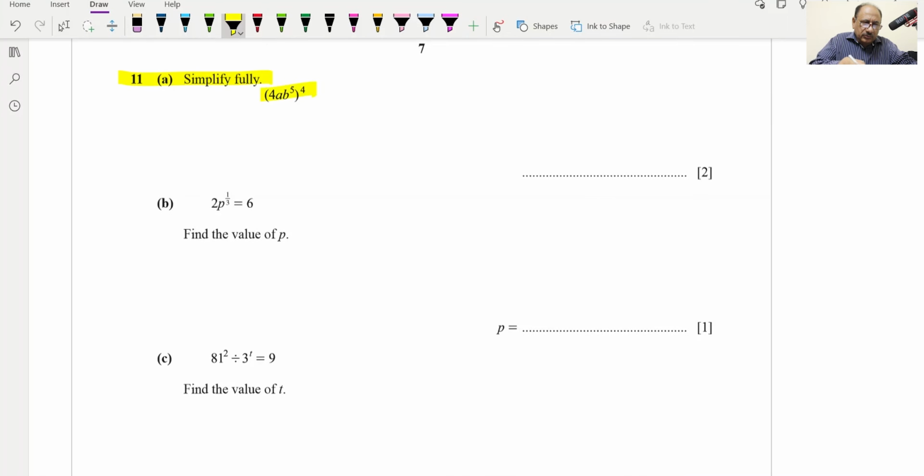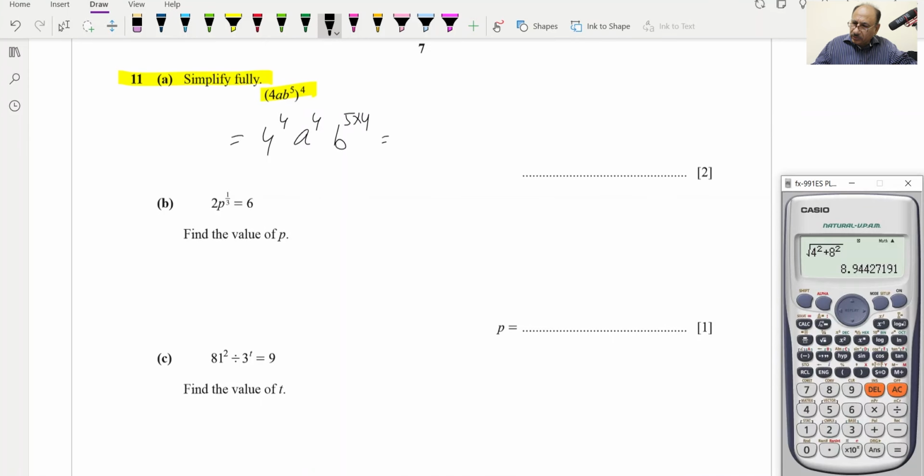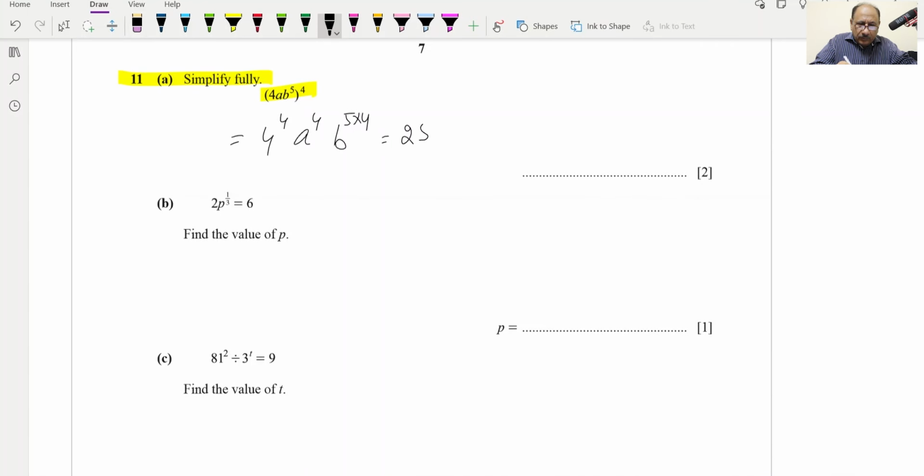Simplify fully. This one we have to simplify. So we can take power separately. 4 raised to the power 4, a raised to the power 4 and b raised to the power 5 into 4. And this will be 4 raised to the power 4. 4 raised to the 4 will be equal to 256. So 256 a raised to the power 4 and b raised to the power will be 20. So our final answer will be this one which we have written over here.